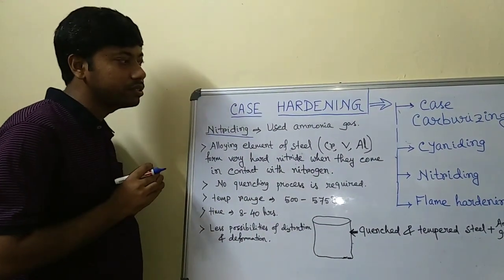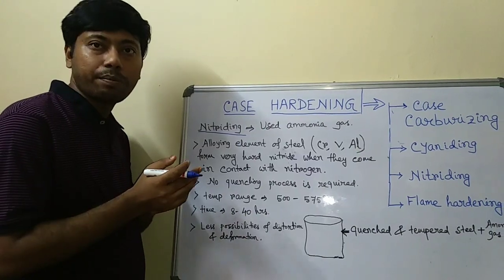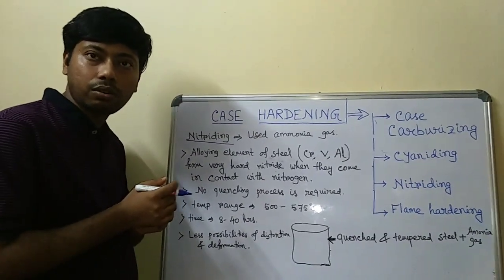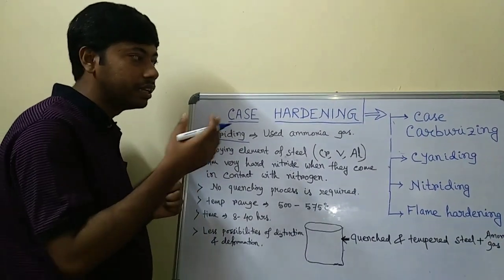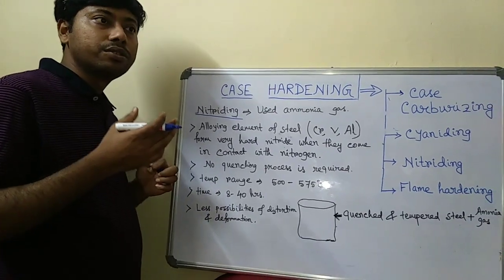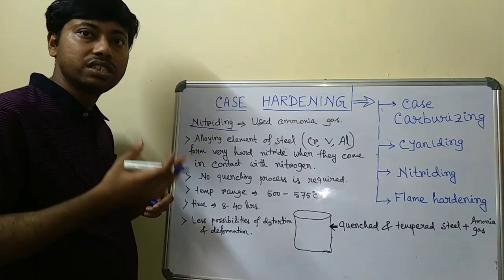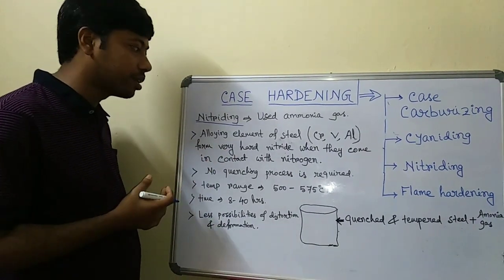In the nitriding process, we basically use ammonia gas. In pack carburizing, we use charcoal. In gas carburizing, we use methane and propane, while the liquid cyaniding process uses sodium cyanide and potassium cyanide. So these are the materials and solutions we can use for cyaniding.